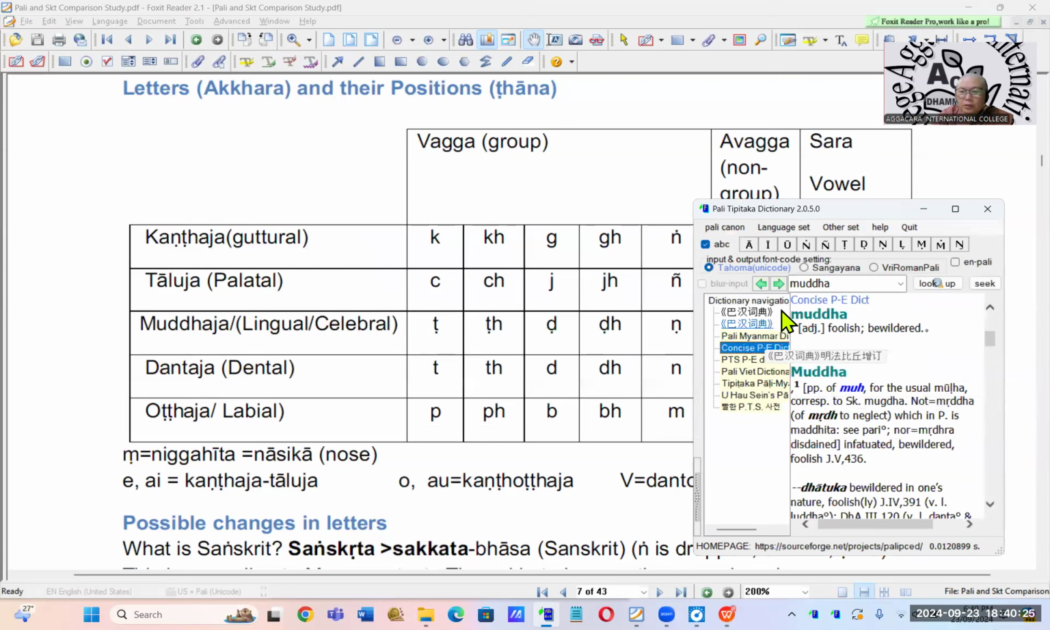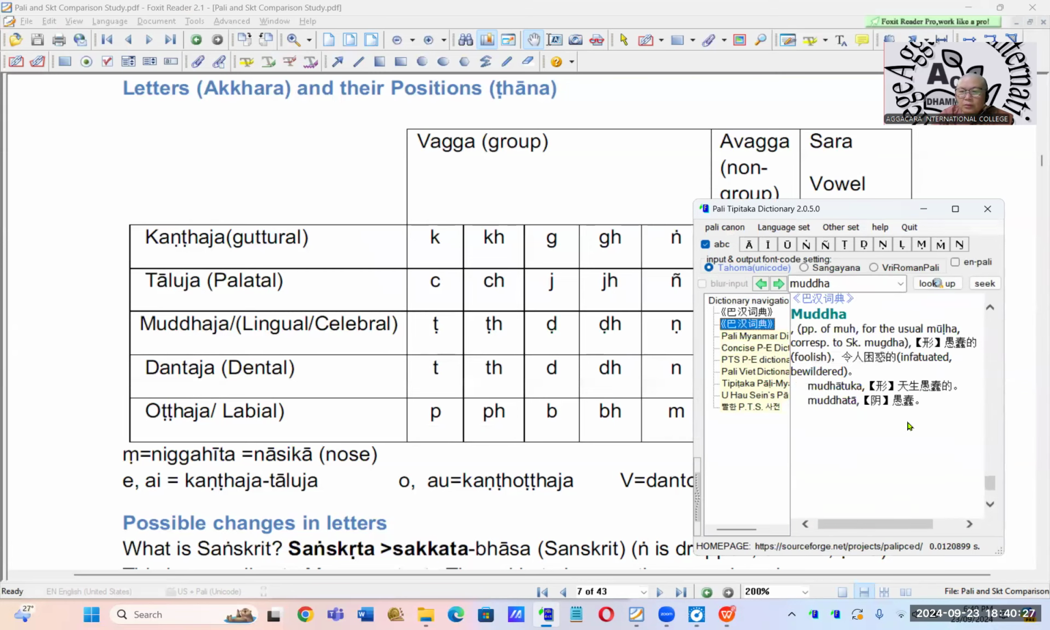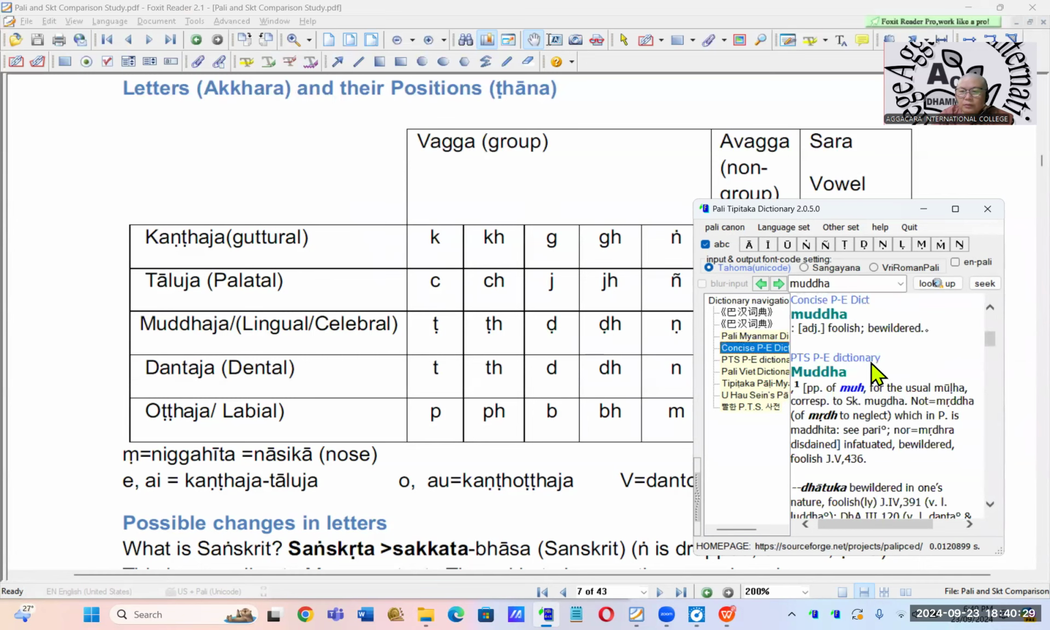Not this one, and the other one. Confused.